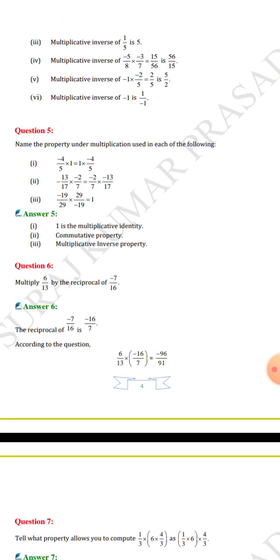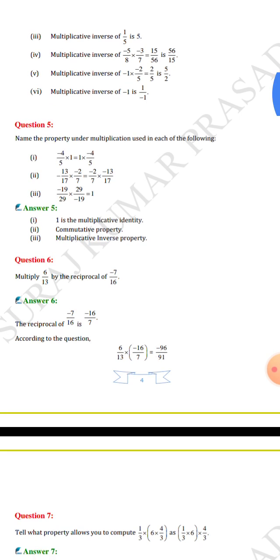Question number 5. Name the property under multiplication used in which of the following. First one, minus 4 into 5 into 1 is equal to 1 into minus 4 by 5. Second one, minus 13 by 17 into minus 2 by 7 is equal to minus 2 by 7 into minus 13 by 17. Third one, minus 19 by 29 into 29 by minus 19 is equal to 1.